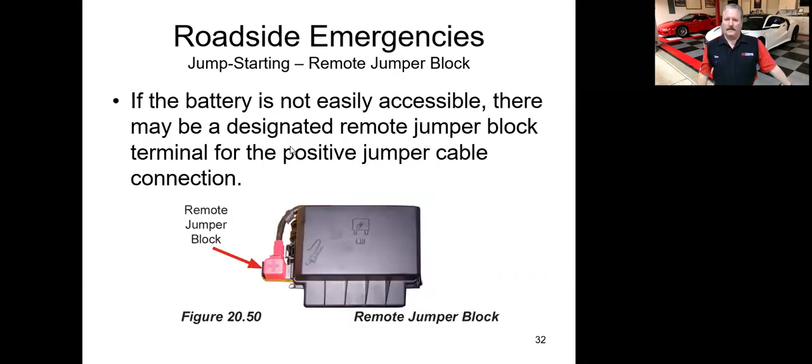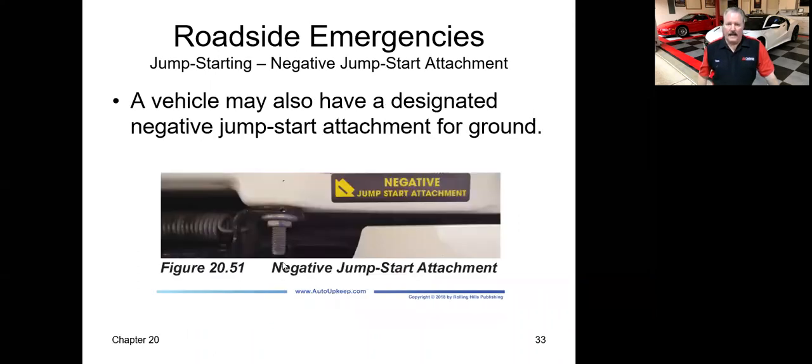Some vehicles, instead of going to the battery itself to connect these, will have these little jumper blocks underneath the hood. And here's one right here. It's just a remote jumper block that eventually goes to the battery. So you can hook up your cables, your positive cable to there, and you can hook up your negative cable to this negative jump start post right there. Some vehicles have that. You just check in your owner's manual or go ahead and look underneath the hood.